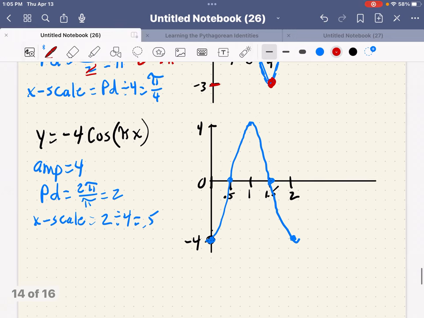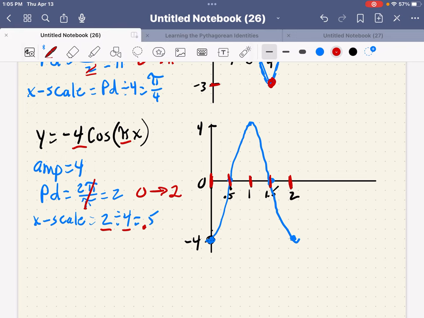Another example, y equals negative 4 times the cosine of pi times x. The amplitude is 4, and the period is 2 pi divided by b. So 2 pi divided by pi, the pi's cancel out and the period is 2. So that means the wave is going to begin at 0 and end at the number 2. So my first tick mark is 0 and my fifth tick mark is 2. I take my period divided by 4 to get 0.5. So 0, 0.5, 1, 1.5, and 2.